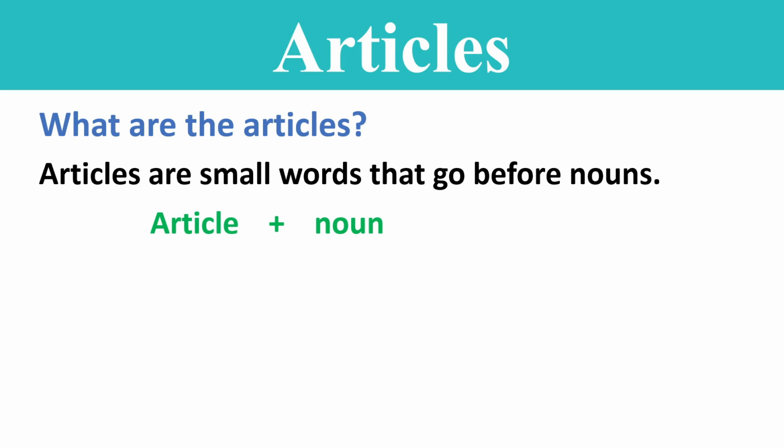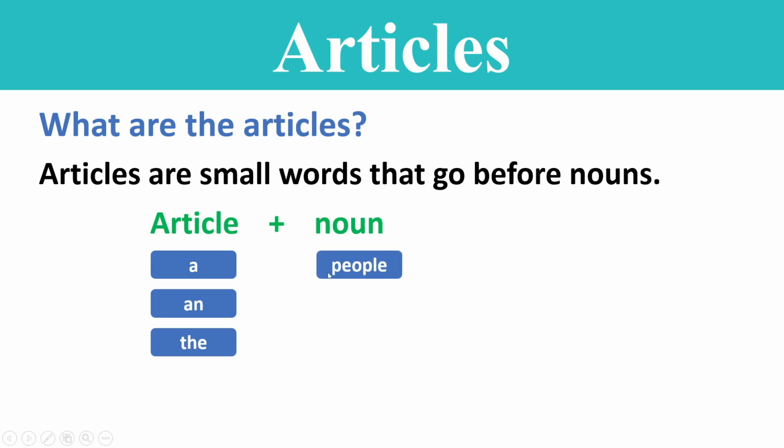Let's see the articles. A, an, the. These are the articles in English. A, an, the. Okay, you may already know what a noun is, but let's see some examples of nouns as well to get them better.